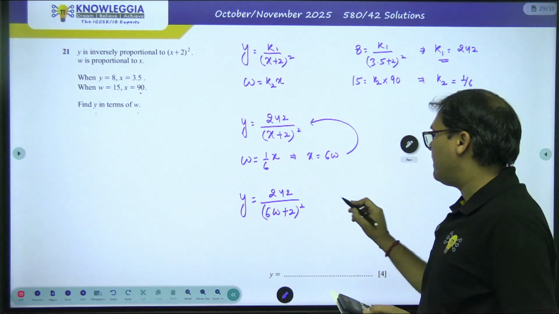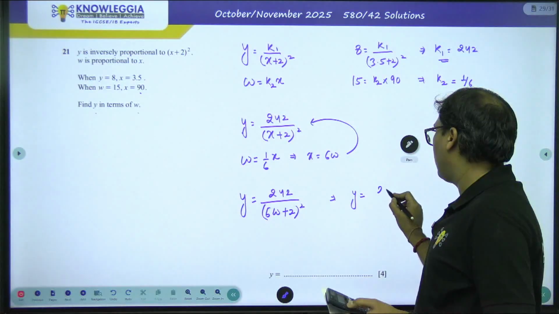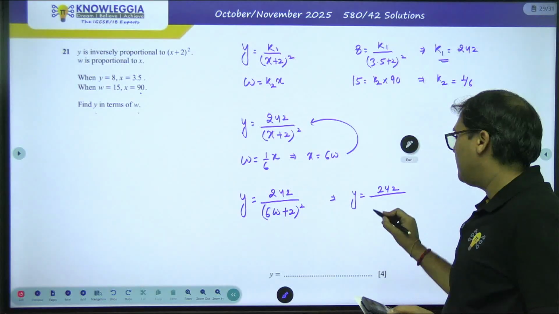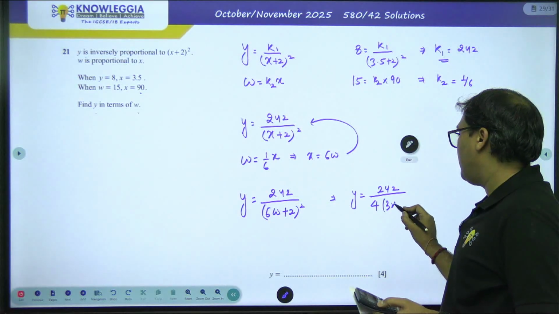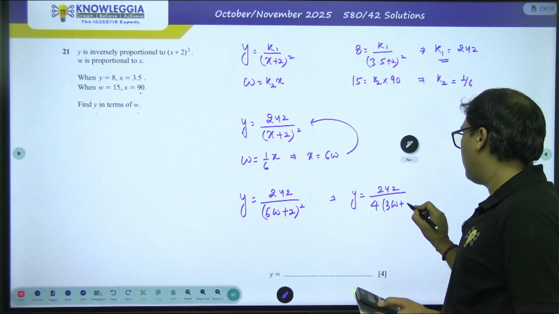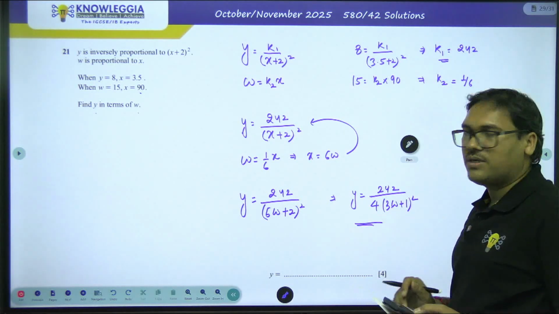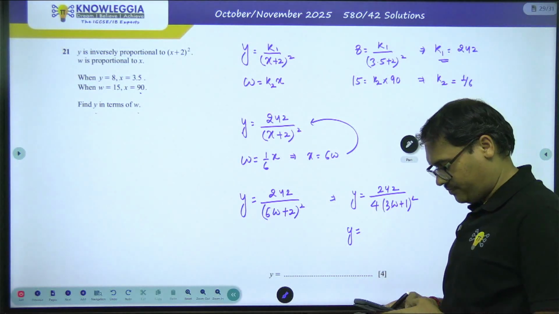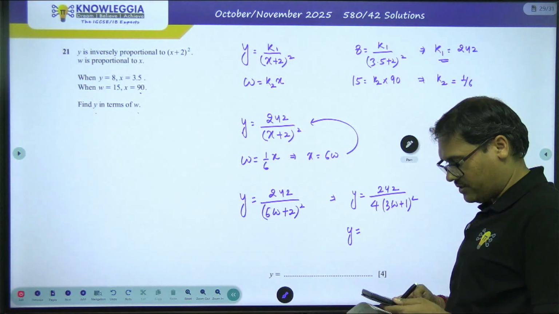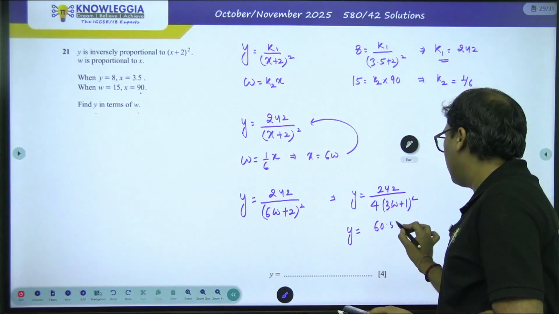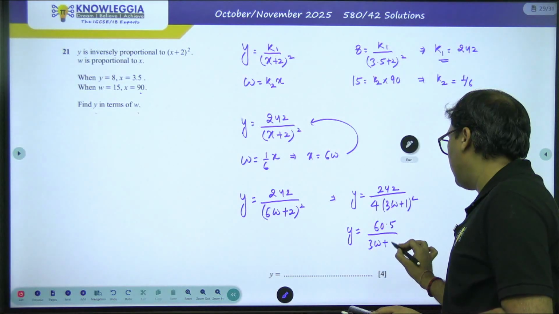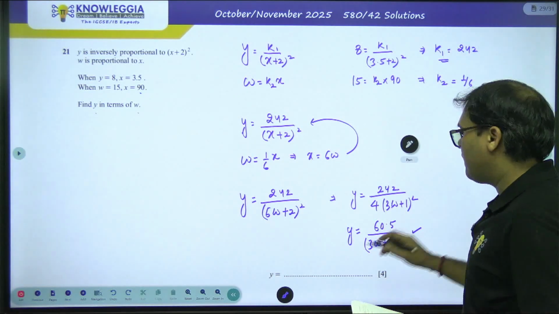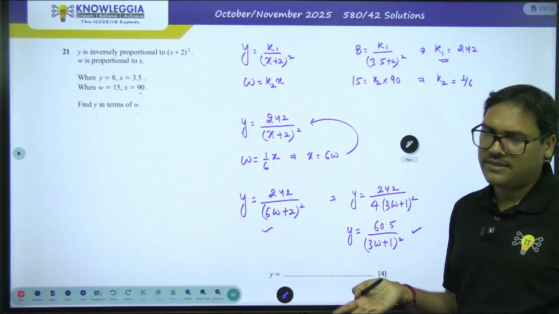Now if I simplify this, y is equal to 242 divided by, I can take 2 common, that is 2 square, times (3w plus 1) square. So that is the answer for this question. You can cancel the common factor also. So y is equal to 242 divided by 4, which is 60.5, divided by (3w plus 1) square. That is the answer. So let's check the answer. They have given the answer here, but this is also the correct value. You can write the answer here, right?